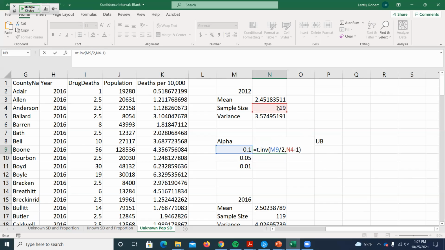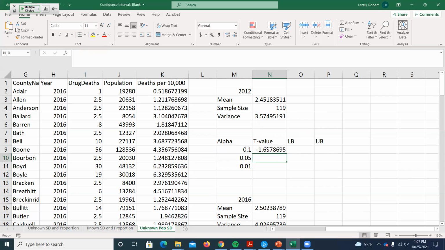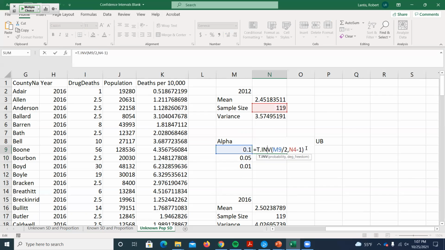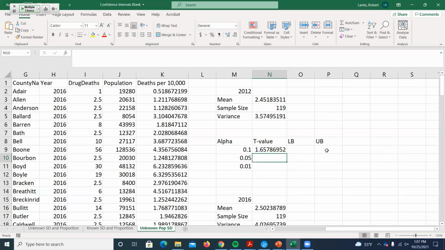When I hit enter here, I end up with a negative value. But we said that's really already built into our upper and lower bound equation, right? We use the negative t-value to get the lower bound, positive t-value to get the upper bound. So what was one way we said we could solve this problem? Yeah, I could just use the absolute value here. It drops the negative sign, so the ABS function.